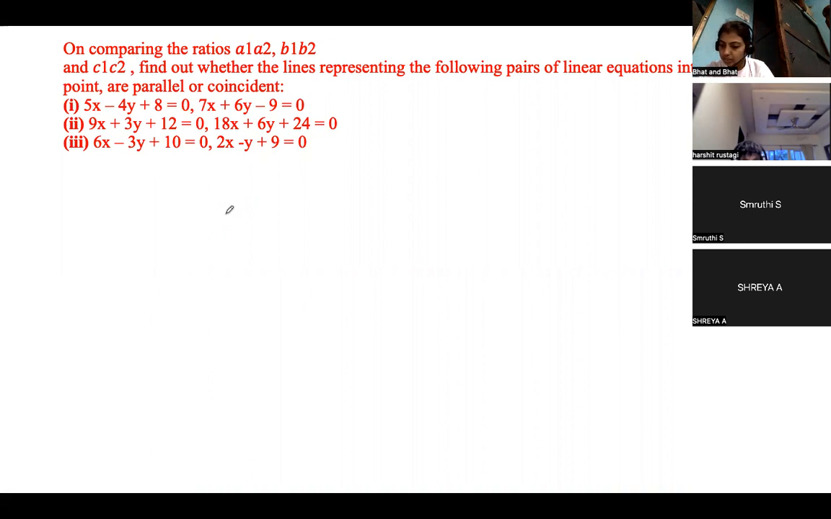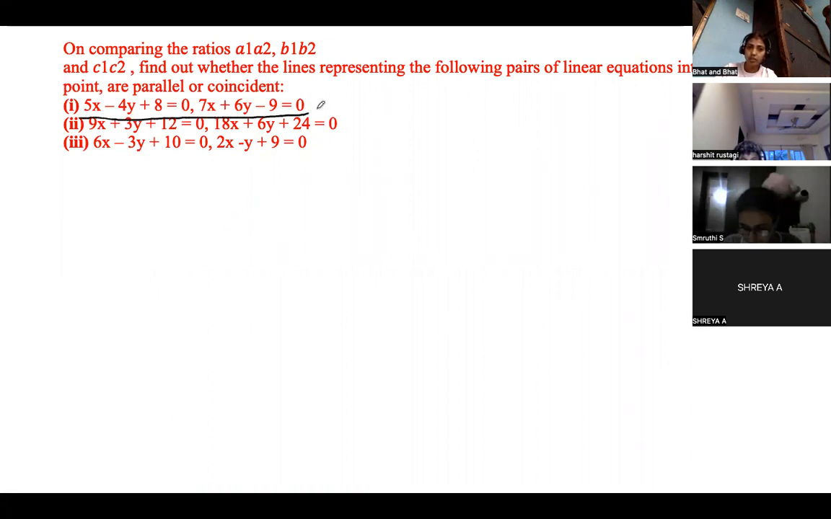So the third question is on comparing the ratios. In this chapter, we saw that if there is an equation like this, that is, if there are two, what are these equations called? Pair of linear equations with two variables, correct? So this is a pair of linear equations with two variables. Each variable has a degree of 1. Linear equation means degree is 1.